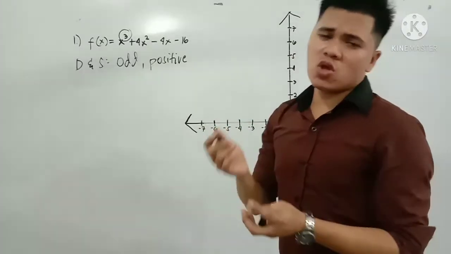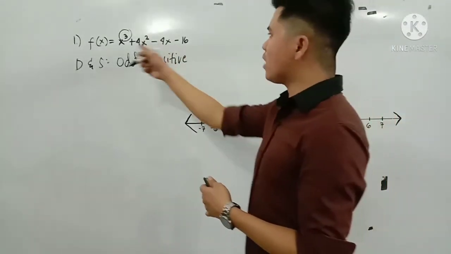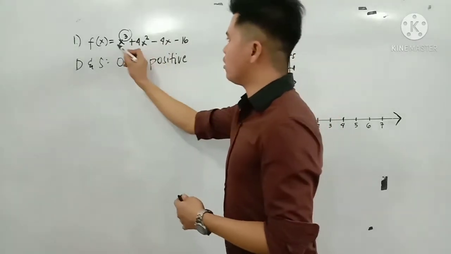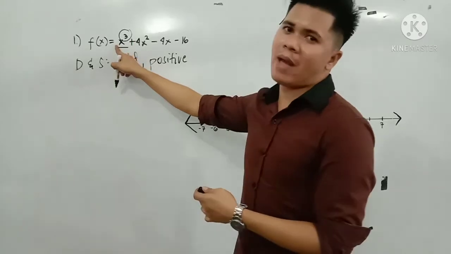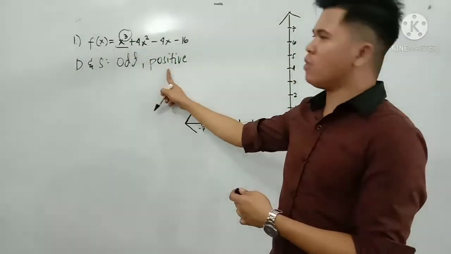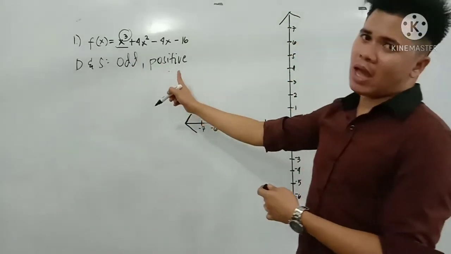The leading coefficient is the term with the highest exponent. And the term with the highest exponent of this given polynomial is this one. And the sign of the coefficient here is positive. That is why we have positive here. So the degree and the sign are positive and odd.